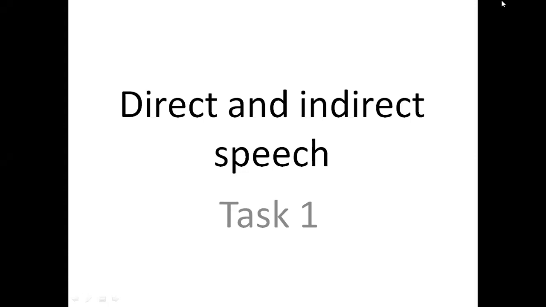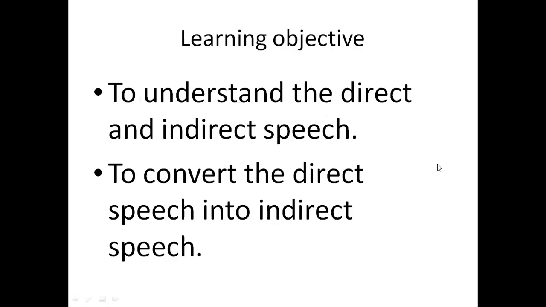To solve the worksheets, you just have to go through the last lecture once and look at the tenses chart and all the words that are going to convert themselves into other words, so that you might not face any difficulty in solving any of the sentences. Okay, students, this is your task one. The learning objective for this is to understand direct and indirect speech and to convert direct speech into indirect speech.